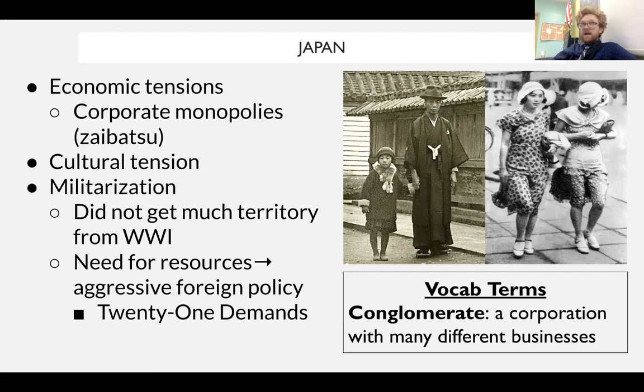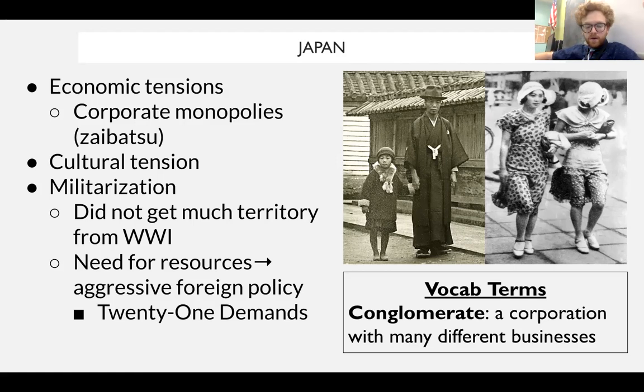Because of the fact that Japan is not going to get a lot of territory post-World War I. Remember, in the Treaty of Versailles, Japan largely is not going to have significant territorial gains. So Japan is not going to gain much in the territory that it feels it deserves. It wanted land from the Germans. Sadly, the Japanese did not get that land.